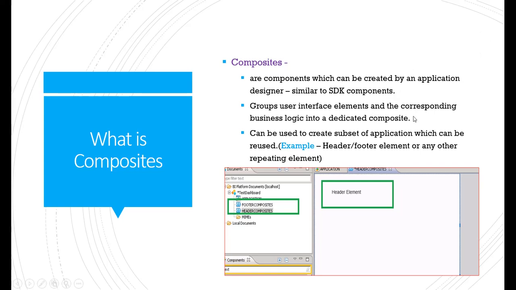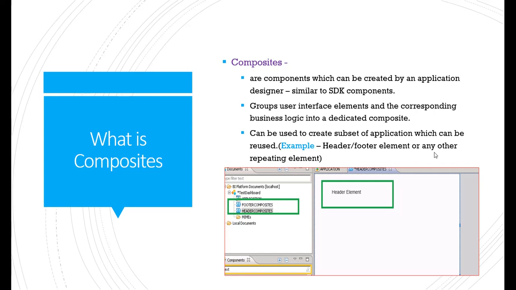As you know, in Designer we have different components which are inbuilt, but we can create our own components, called composites, based on our requirements or business logic. They can be used to create subsets of applications which can be reused. Reusability is the main feature, and an example is a header and footer element or any other repeating elements.